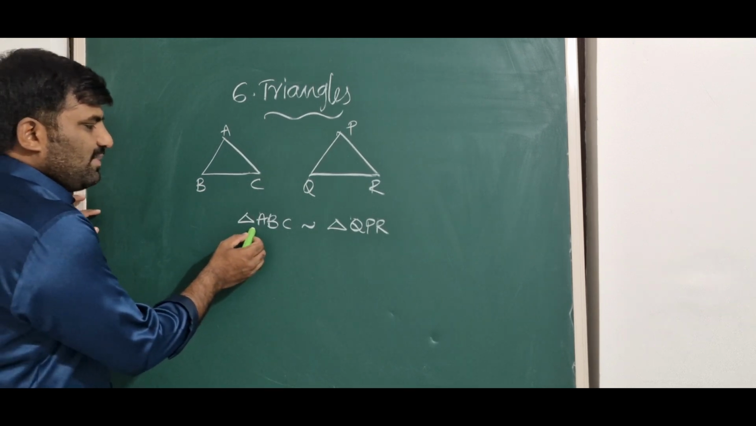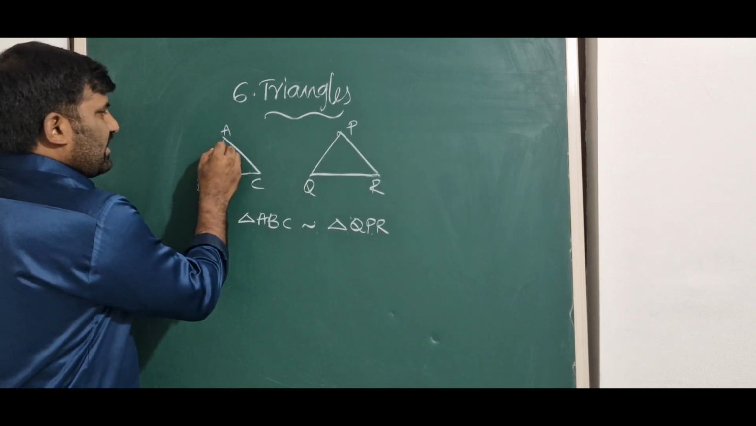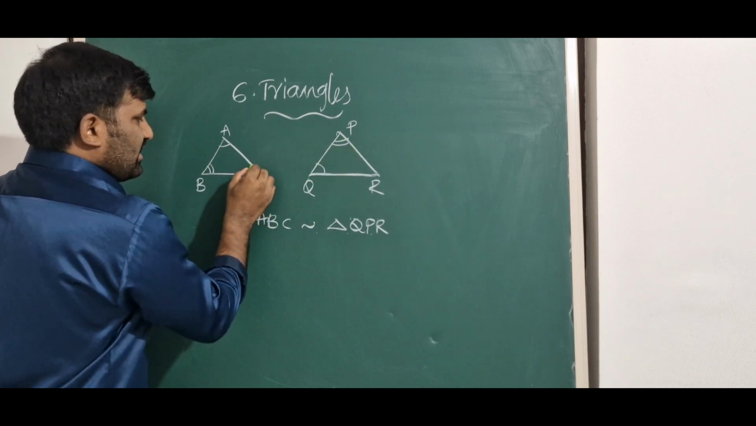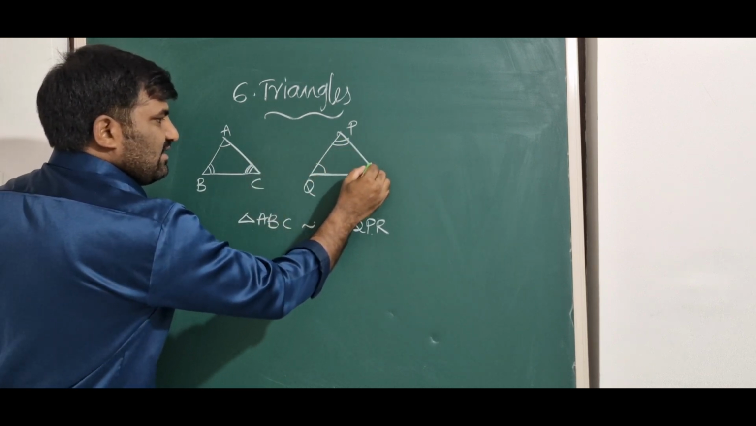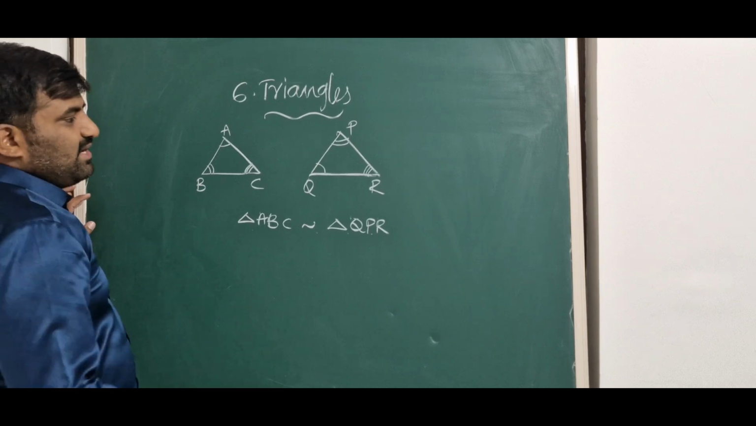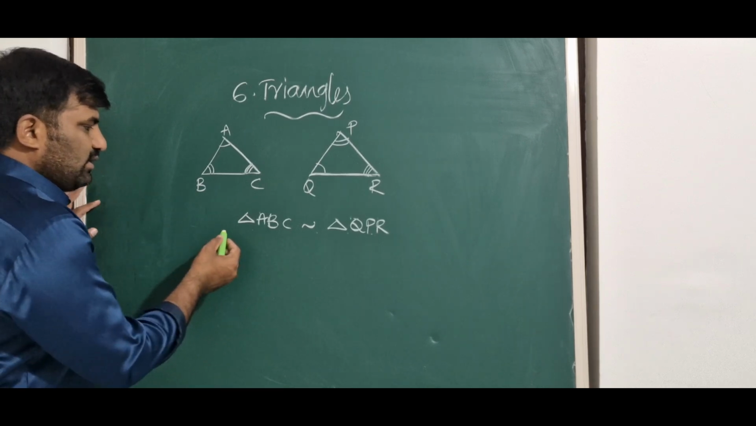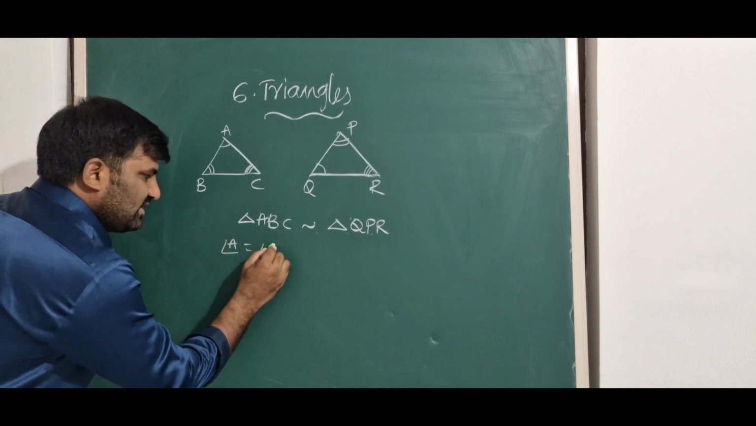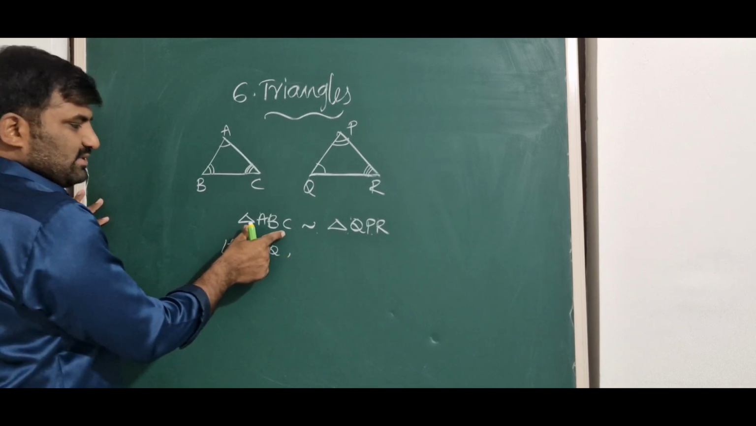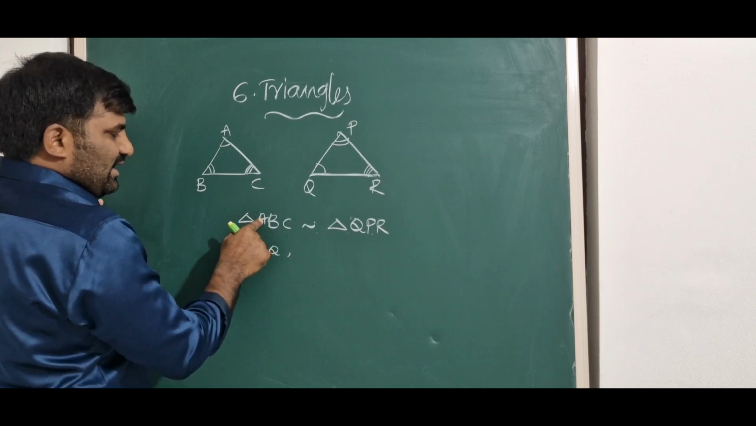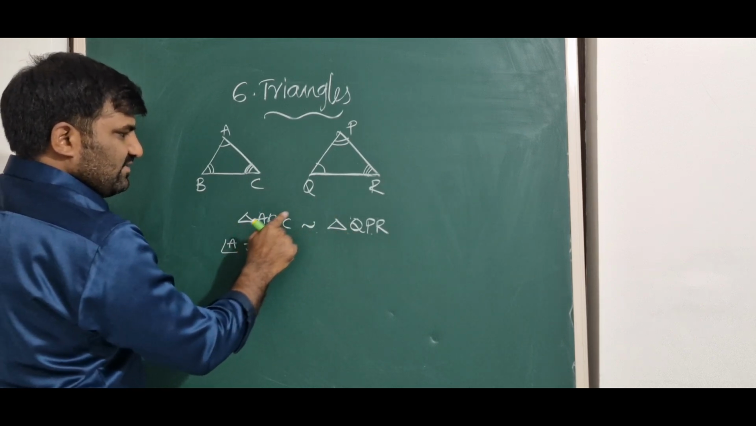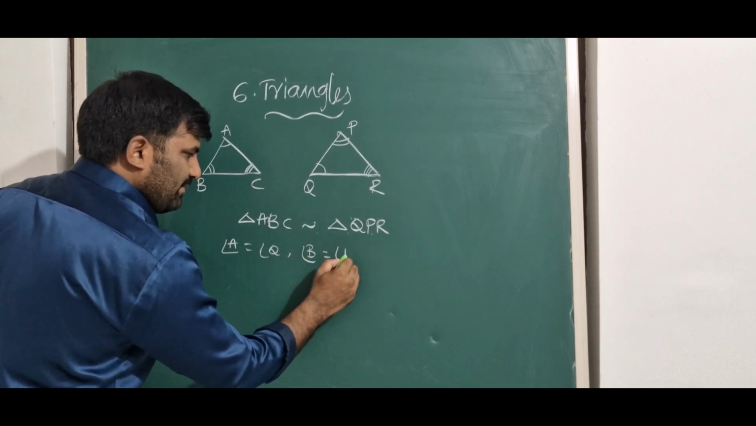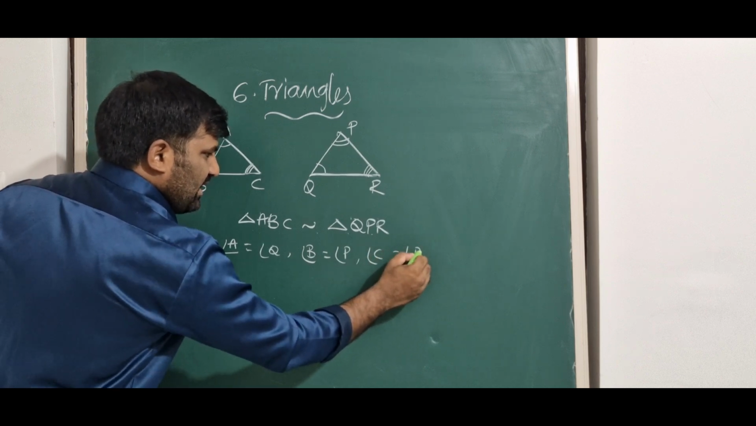Now if you are saying that ABC is similar to QPR, then angle A is equal to angle Q, angle B is equal to angle P, angle C is equal to angle R. Then we can say that ABC is similar to triangle QPR. If you write in proper order, directly you can say that the first angle is equal to the first one, second is equal to second, third is equal to third. That means angle B is equal to angle P, angle C is equal to angle R.